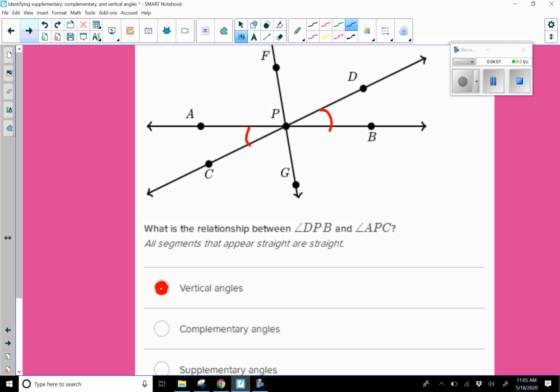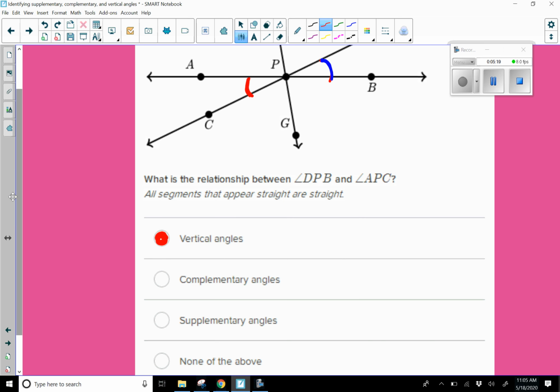What is the relationship between angle DPB and angle APC? So DPB, that's in blue, do that one. And angle APC. So starting at A, P is the vertex to C. That's going to be this one in red. There's that crooked hourglass I'm looking for. They're two angles directly opposite each other. So that makes these vertical angles.